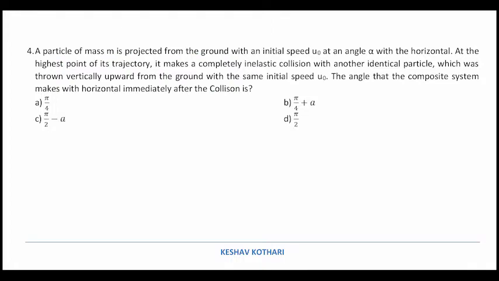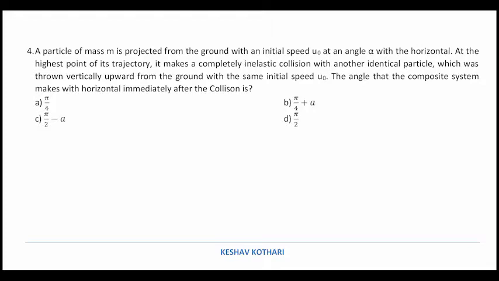A particle of mass m is projected from the ground with an initial velocity u0 at an angle alpha with the horizontal. At the highest point of its trajectory, it makes a completely inelastic collision with another identical particle which was thrown vertically upward from the ground with the same initial velocity u0. The angle that the composite system makes with the horizontal immediately after collision is?